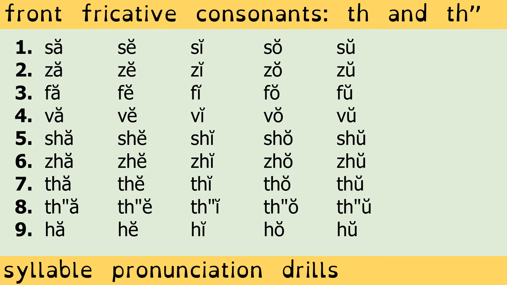One, sa, se, saw, sa. Two, za, ze, zi, za, za. Three, fa, fa, fi, fa, fa. Four, va, va, vi, va, va.